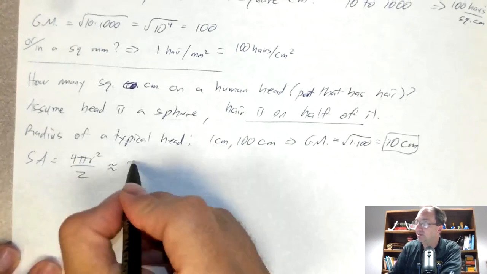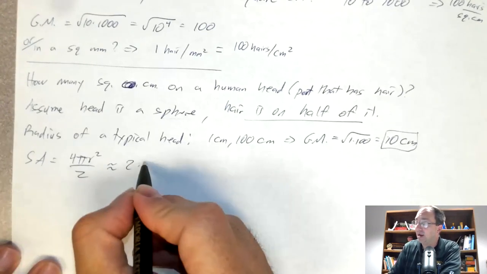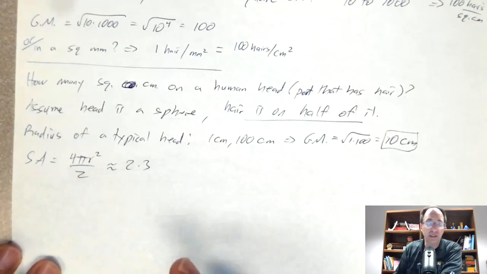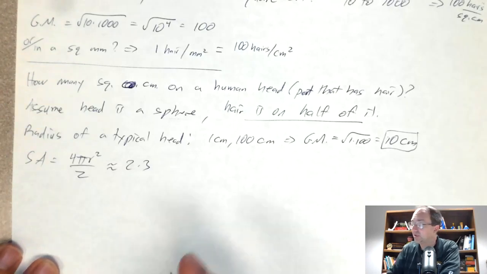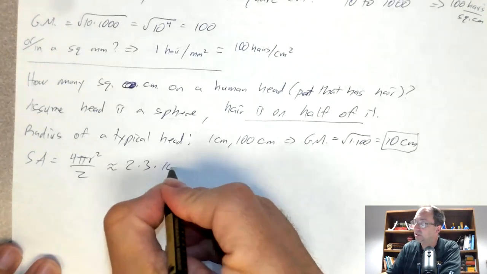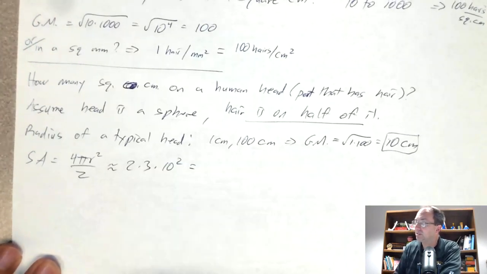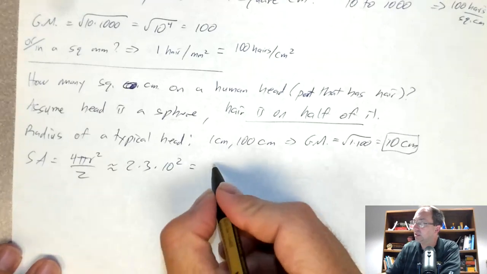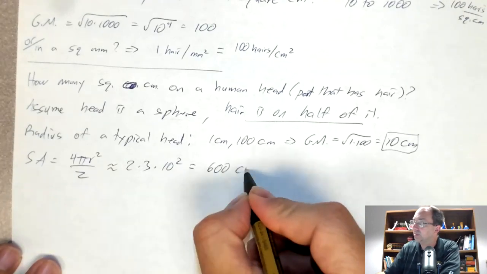And of course, 4 divided by 2 is 2. Pi, because we only want one significant figure, we can just leave as 3. And then, of course, 10 squared. So that's 6 times 10 squared. So that's 600 square centimeters.